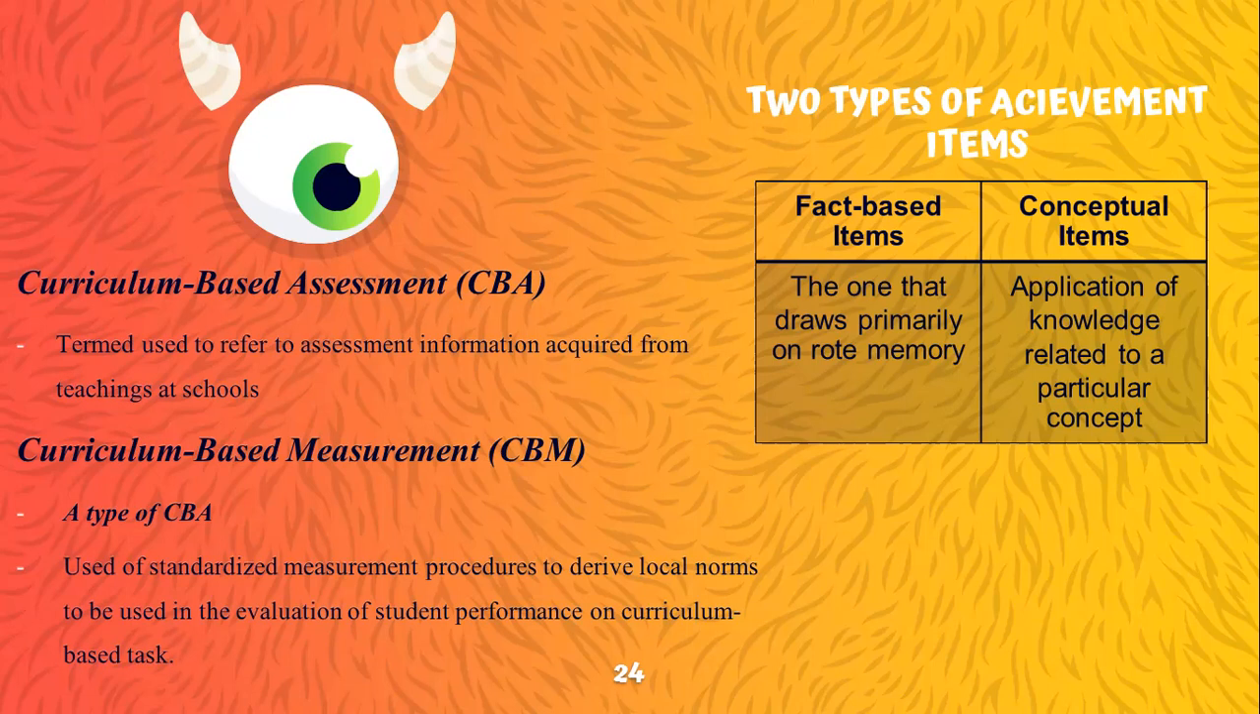So conceptual items are the application of knowledge related to a particular concept. That is the difference between fact-based and conceptual items. Fact-based again draws primarily on rote memory, while conceptual is the application of knowledge. We should remember that between the two, fact-based is more on rote memory, easy to answer because we already know it by rote memory, while conceptual items are the application of knowledge.